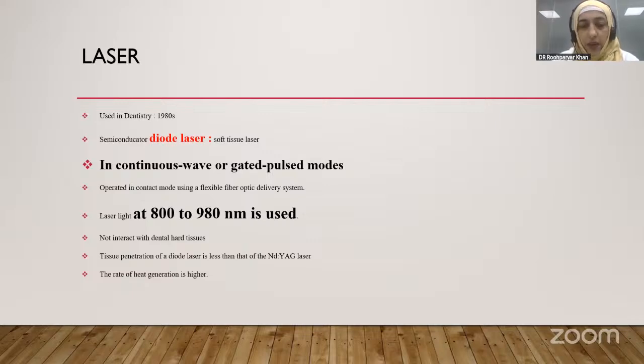Another laser which can be used is the Nd:YAG laser. With the Nd:YAG laser, the rate of heat generation is higher. So it is better to use the soft tissue laser, because there is less heat with the diode laser, and we can perform the surgery in a controlled way.